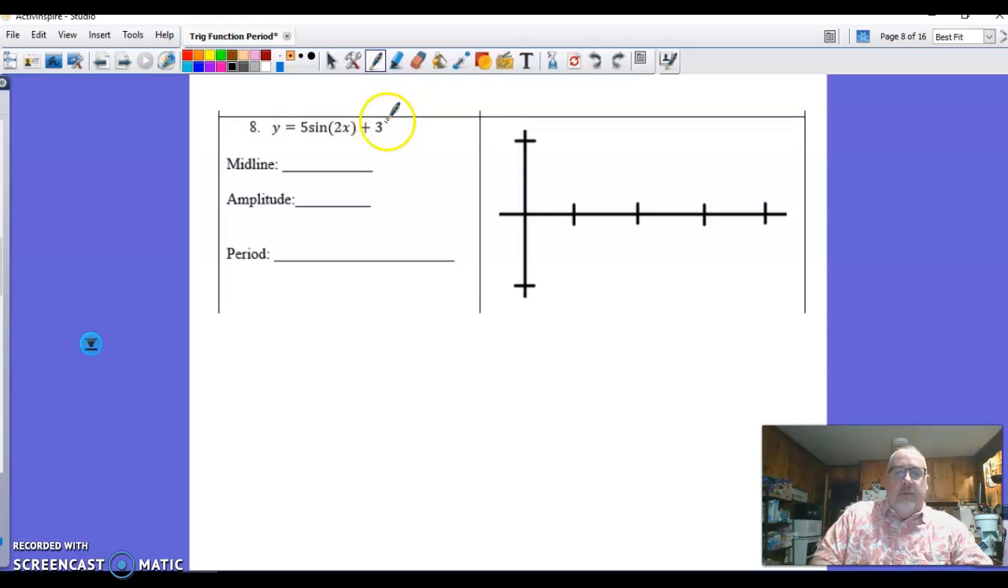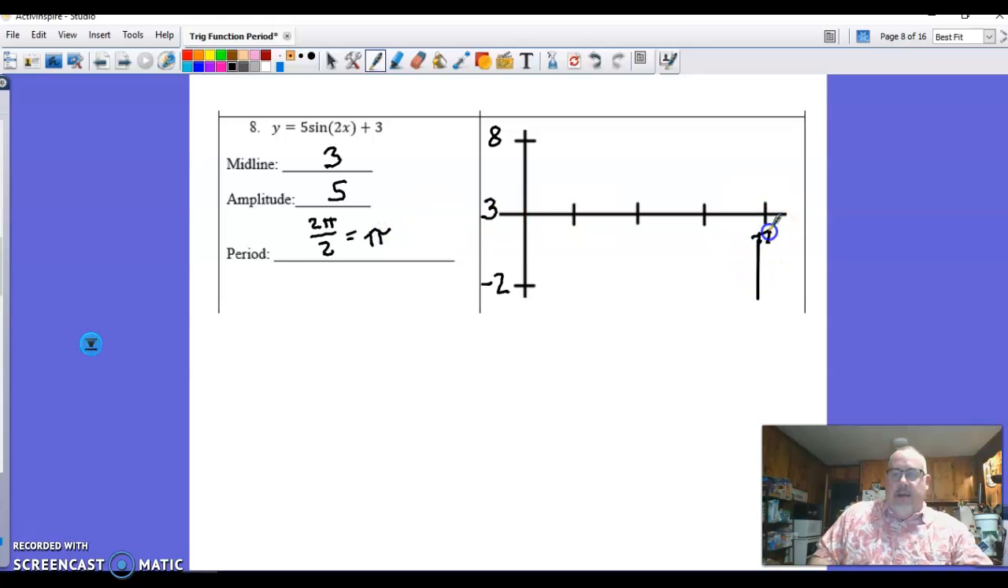Number 8, midline is now not 0, so midline's 3. Let's start at 3. Amplitude is 5. So if you start at 3 and go up 5, add 5, you'd be at 8. 3 minus 5 would put you at -2 for the minimum. And the period, 2 pi over 2. And we've had that before, just pi.